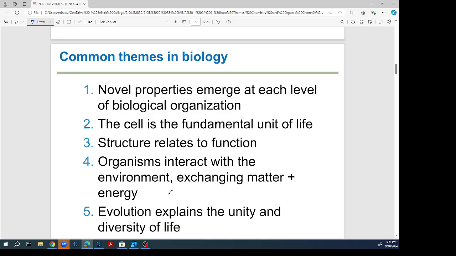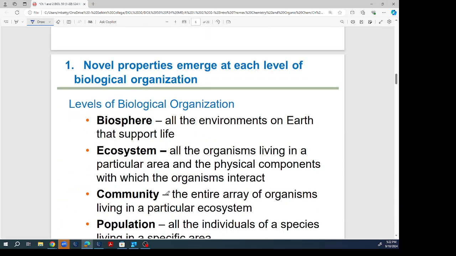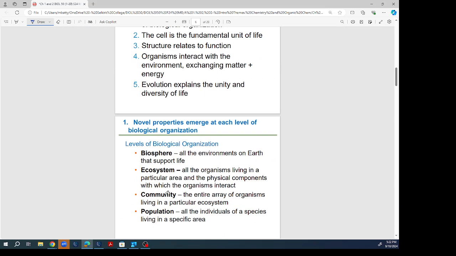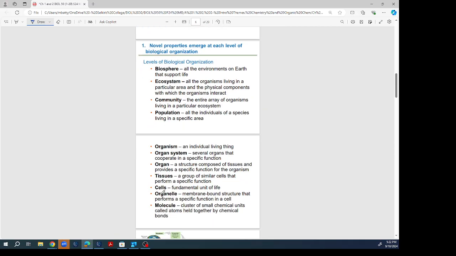So the first thing we're going to do is talk through them individually, and then maybe I'll come back and just highlight the key words on these. So I'll come back to this slide, or you can come back to this slide if I forget. The first thing we're talking about with themes of biology is the levels of organization. It says here, novel properties emerge at each level of organization. Basically, this is a continuum. It goes from the very, very small to the very, very big if you move up the side here.